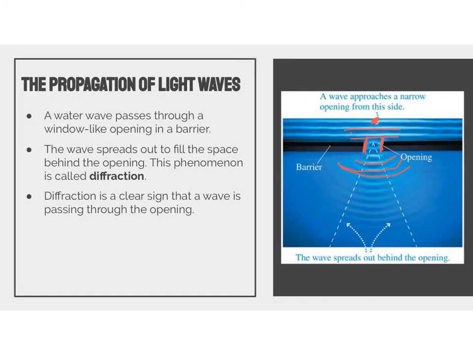And therefore, we actually get this concept known as diffraction. Diffraction is when the wave spreads out beyond the opening to fill the space on the opposite side of this barrier right here. So diffraction is a clear sign that a wave is passing through an opening, and we get that from what we learned previously when we talked about waves last unit.